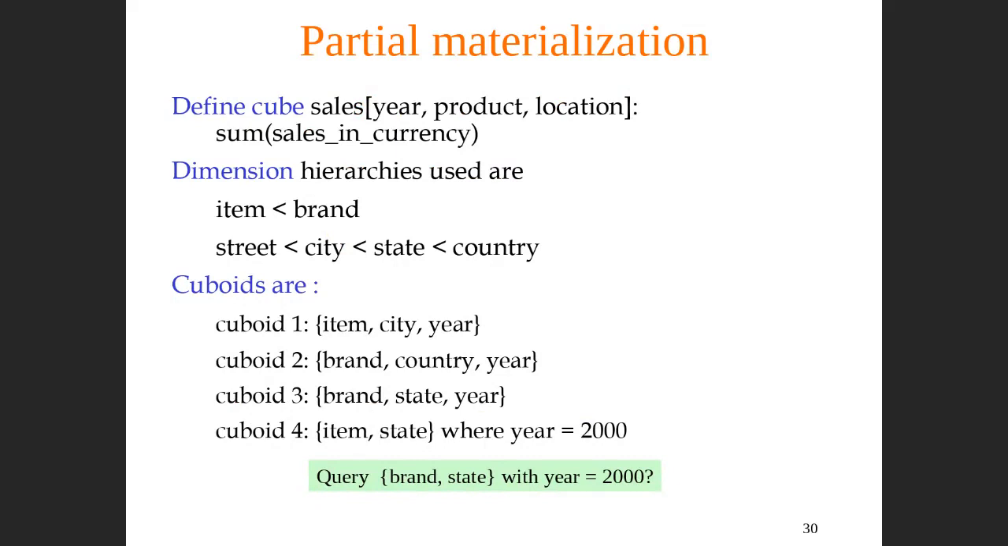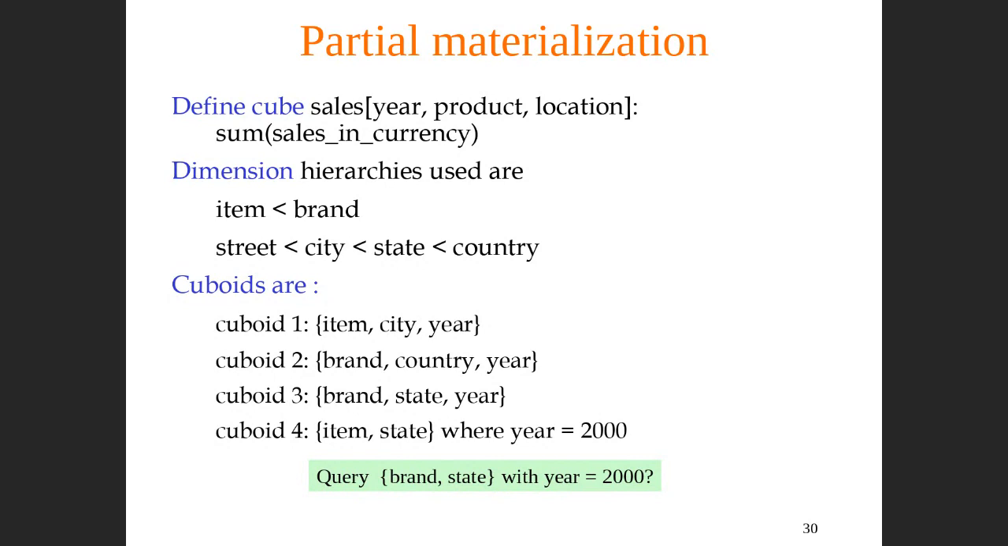Now let's practically give the example of partial materialization. In partial materialization, what's the first step? First, identify all of the materialization. Second, prune them. Third, how can you prune them based on the relationship between the cuboids. Then we will estimate the cost of the cuboids.